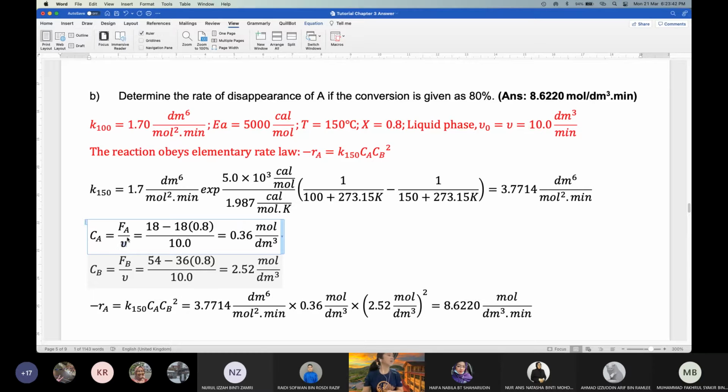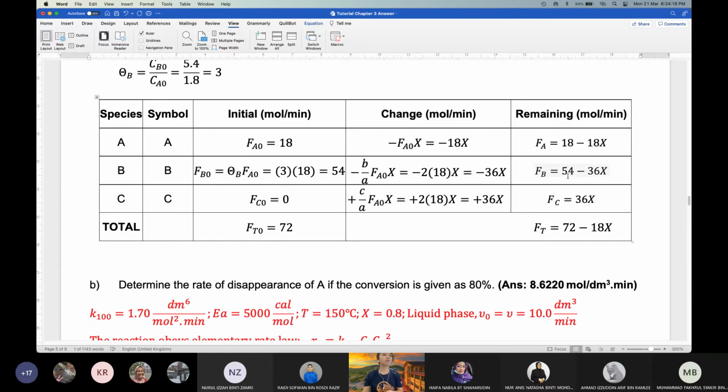Okay, so that's why we can replace the outlet volumetric flow rate as 10. Okay, so kita dah ganti dengan 10, we ganti the X, you get your CA as 0.36. Outlet concentration of A is 0.36. So, do similarly for CB. So, kalau tadi CA, FA per epsilon. Kalau CB, FB over epsilon. Epsilon tu masih sama. Yang berubah adalah molar flow rate. Sekarang jadi molar flow rate B. So, the outlet or the remaining molar flow rate of B, you just look at the table again. So, from the table, FB equals to 54 minus 36x.